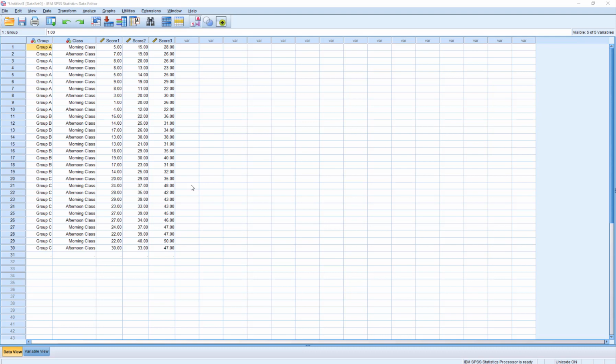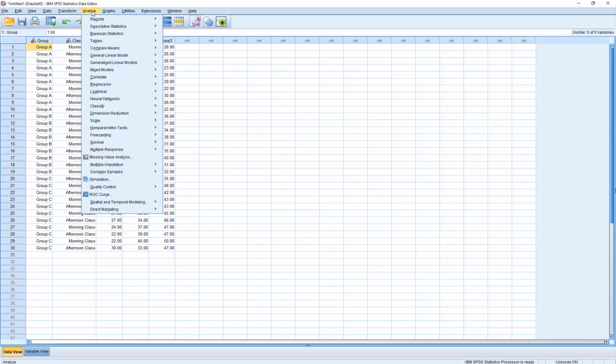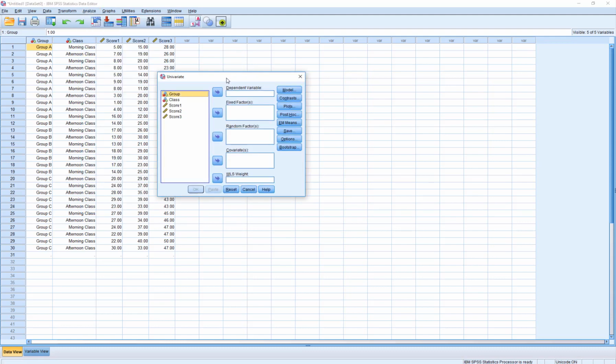In order to run a two-factor ANOVA, we need to go to Analyze, General Linear Model, and we'll click on Univariate. This window appears, and we have dependent variable and our fixed factors. Fixed factors we're going to bring over group and class. I'm then going to bring over score 1 for the dependent variable.